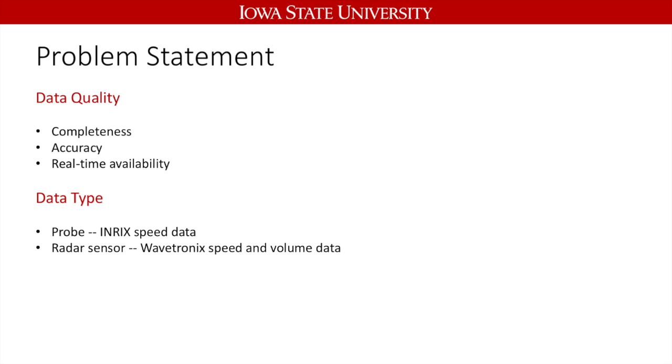So the problem here is we want to answer what the data quality is. There are basically 3 aspects. First is the completeness, second is the accuracy, and the last, for probe data only, is the real-time availability. As I mentioned, we have 2 different types of data, so we will do it separately. The radar sensor could provide speed, volume and occupancy, but the probe data will only have speed.